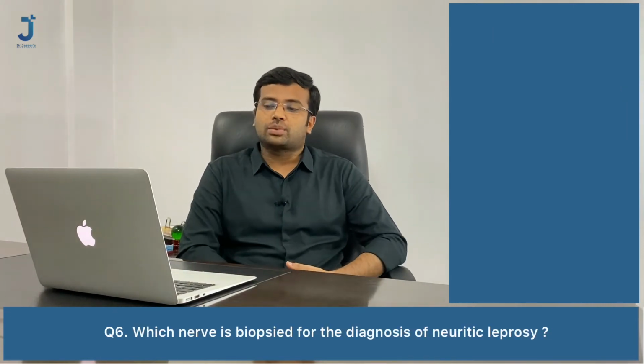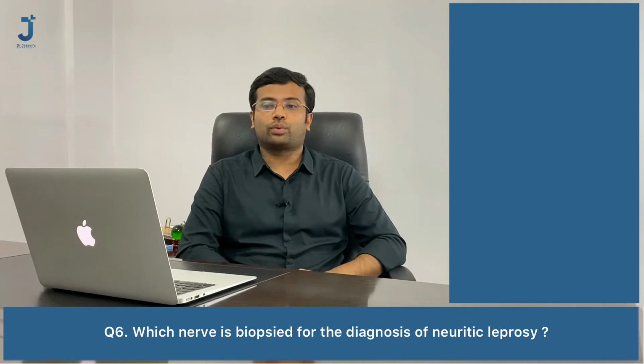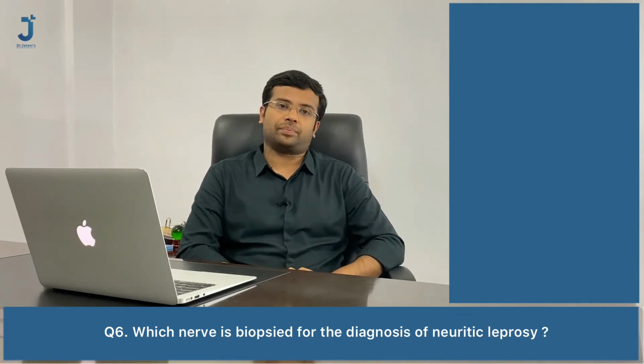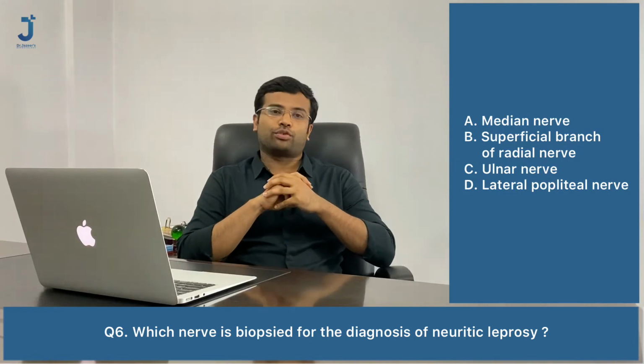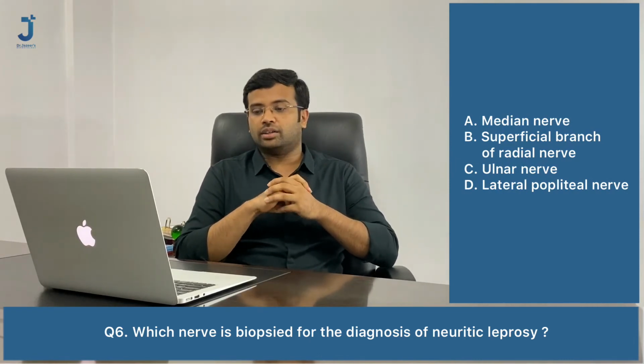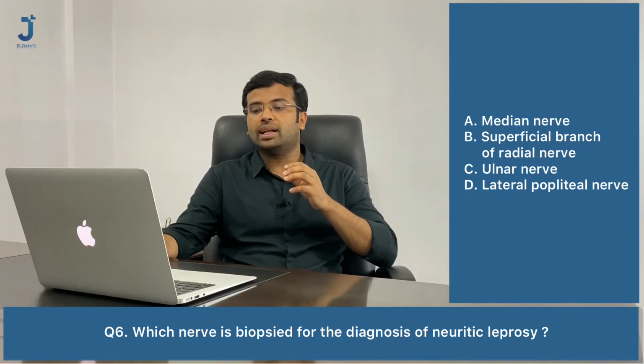Which nerve is biopsied for the diagnosis of neuritic leprosy? Options are median nerve, superficial branch of radial nerve, ulnar nerve and lateral popliteal nerve.